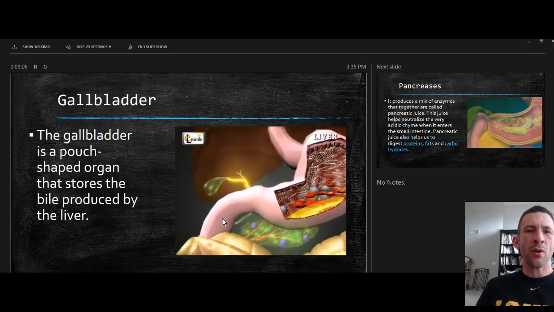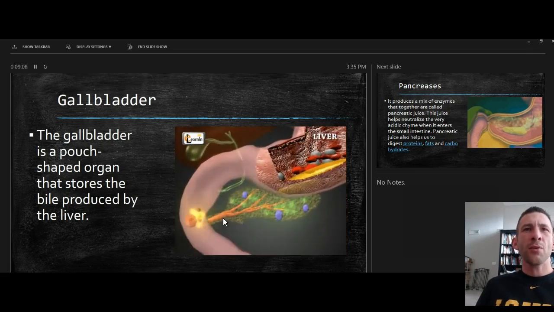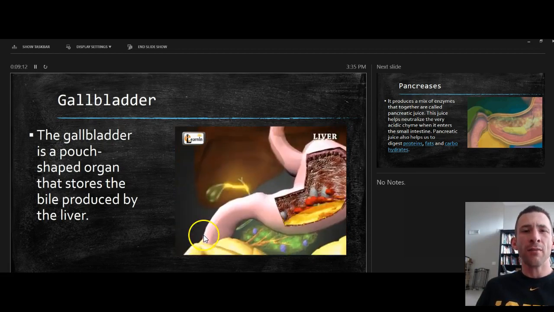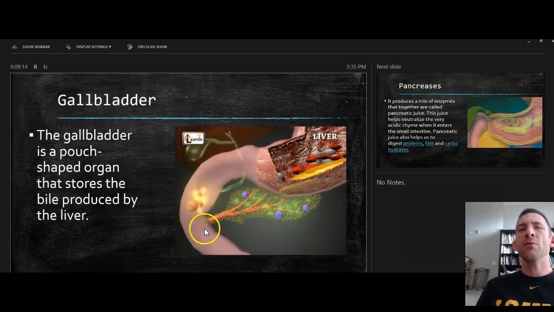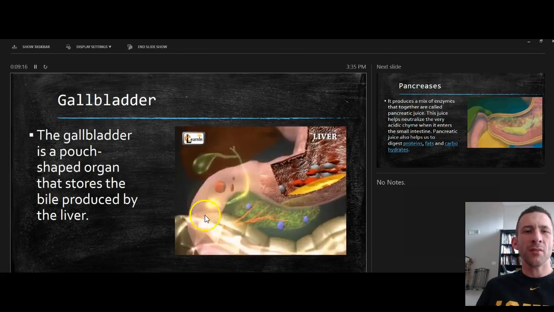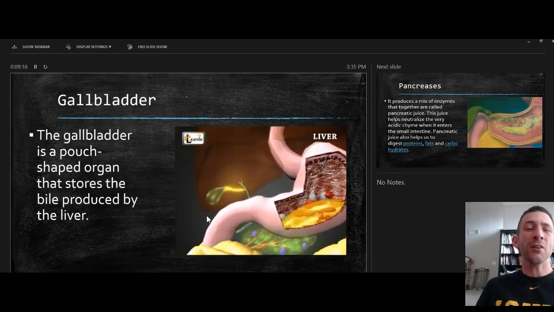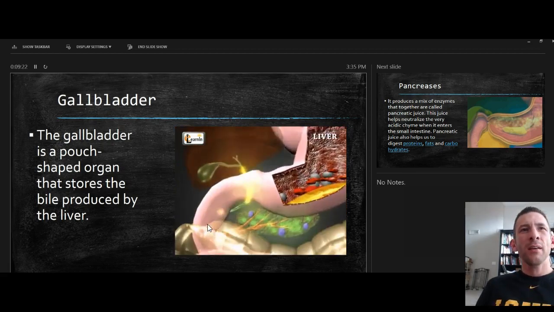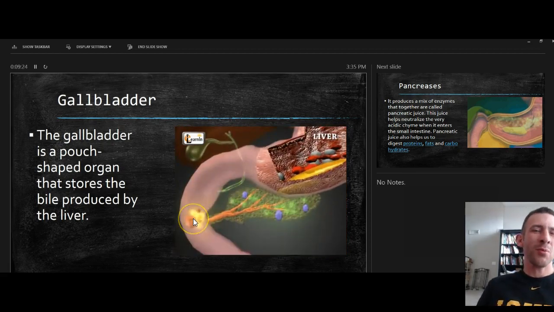If you had an issue with your gallbladder and you weren't producing bile, or the bile wasn't getting into this area, and you were to eat a lot of fatty foods, it would result most likely in pretty killer diarrhea, because your body wouldn't be able to digest it. It'd move on through your system, and it'd be pretty unpleasant. Let's move on to the next one.